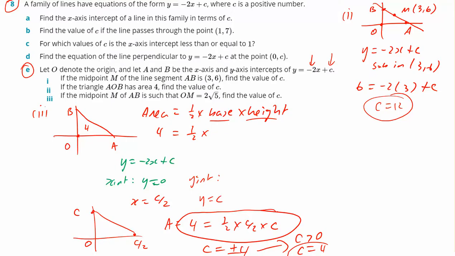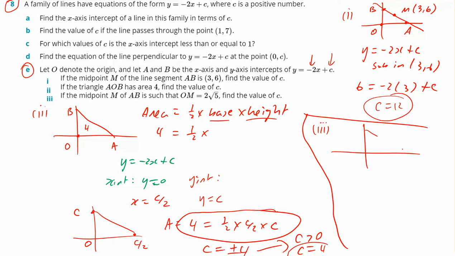Okay. Now, for the last part, if the midpoint of AB is such that... this seems like a really complicated question, but it's not that bad. If we have AB and a midpoint M, the distance from O to M would be 2 root 5. Okay, so the distance between O and M would be 2 root 5. So this is how I'd approach the problem.